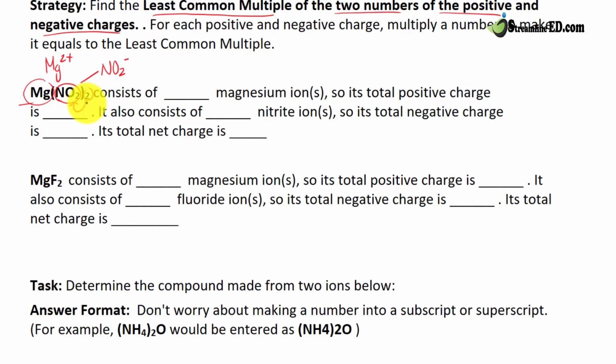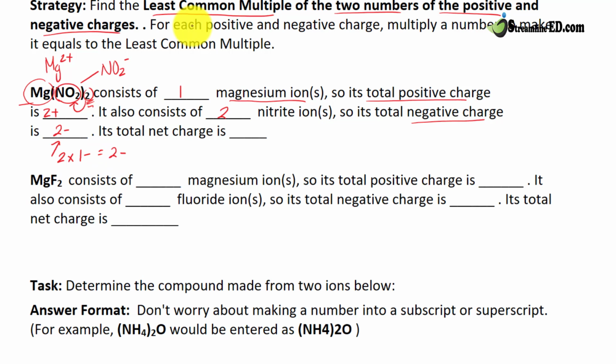In this case, this compound consists of how many magnesium ions? Just 1. So 1 magnesium ion has a charge of 2+, and the total positive charge is 2 positive. It also consists of nitrite ions. How many? There are 2 nitrite ions. If there are 2 of them, the total negative is 2 minus, because 2 times 1 minus gives you -2.